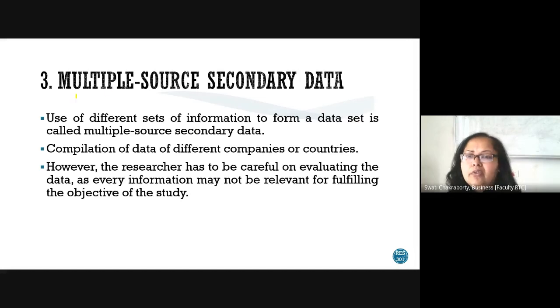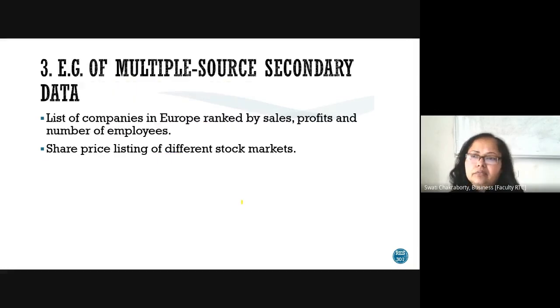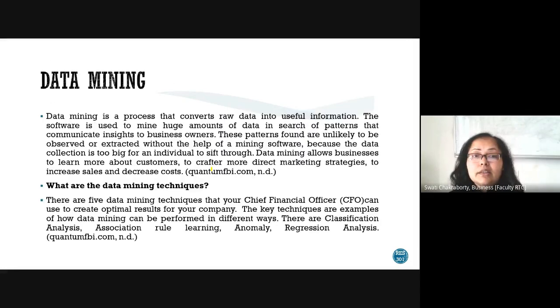Now, the third type of secondary data is multiple source secondary data, where we use different sets of information to form a data set. Compilation of data of different companies or countries. But here the researcher has to be careful in evaluating this sort of data. Why? Because not every data may be relevant for fulfilling the objective of their study. An example of multiple source secondary data is a list of companies in Europe ranked by sales, profits, and number of employees, or share price listings of different stock markets.